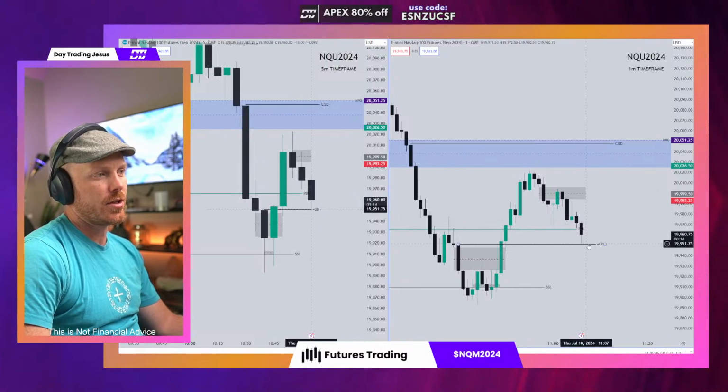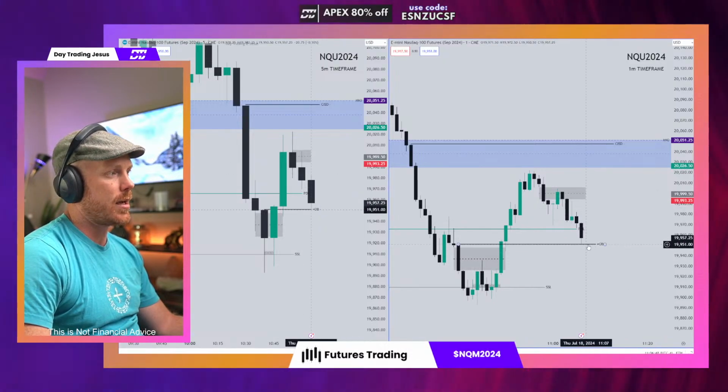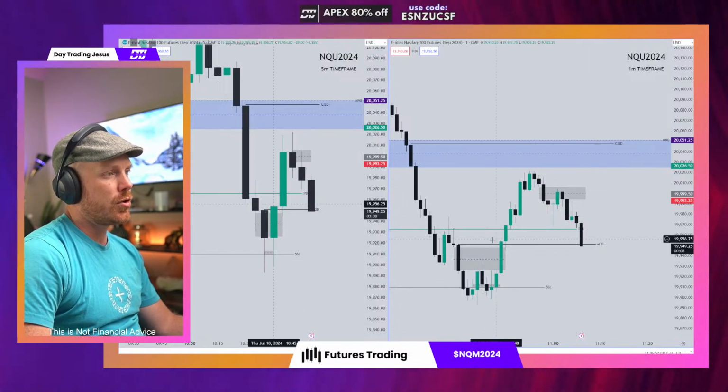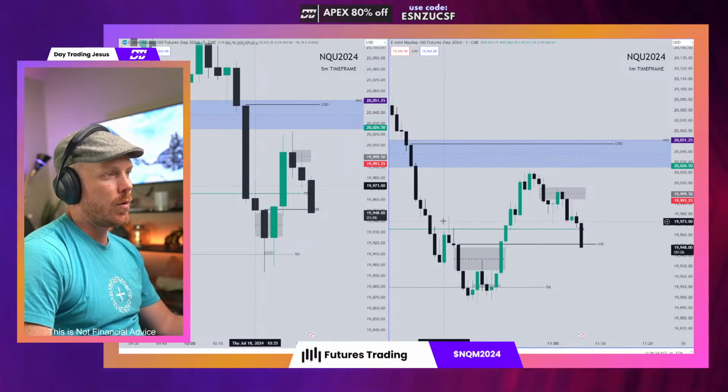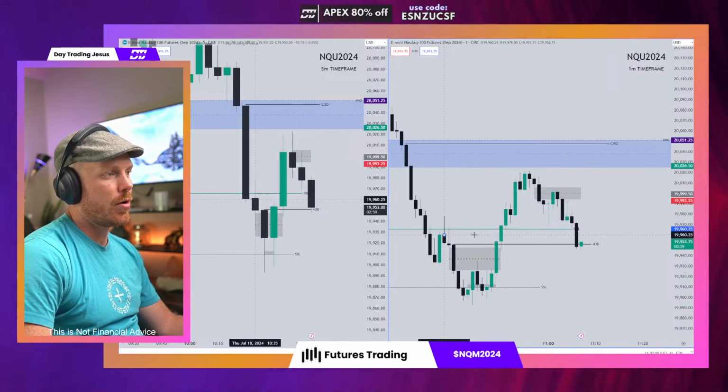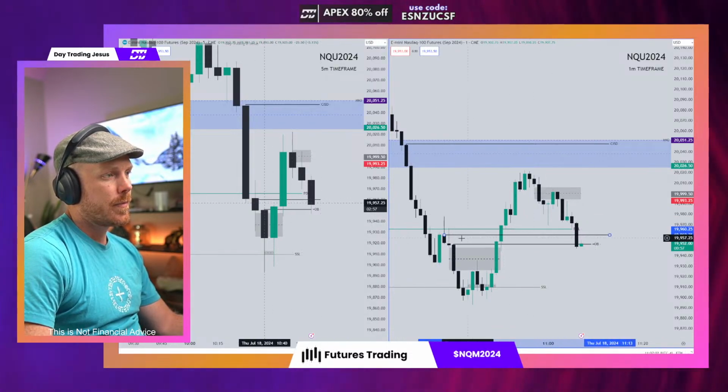Okay, look at that. There's the OB stack. This was the change in state of delivery, and it's also the market structure shift when we broke above this. So now this is technically our breaker bar right here. Okay, this is technically our breaker bar.